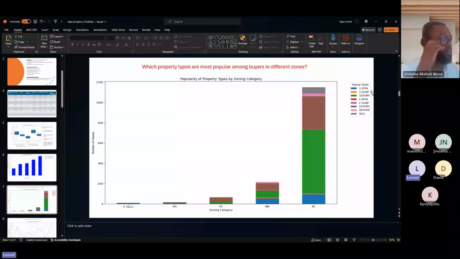In the blue zone, we have the 1.5 finished houses. In the yellow zone, we have the 1.5 unfinished. And the green zone shows the most bought houses, which are one-story houses, followed by the red zone of 2.5, followed by the 2.5 unfinished, and then the second highest bought zone is the brown zone of two-story buildings. Then we have the split foyer, and we have the split level.